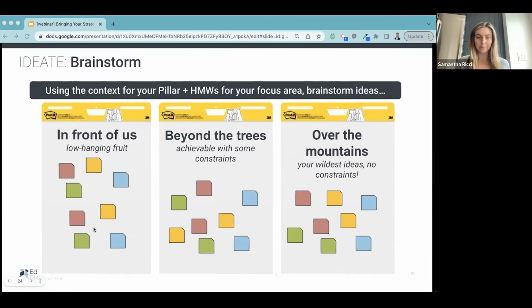A small actionable thing. The next pillar is beyond the trees. And so these things are achievable with some constraints. Maybe it takes some planning. Maybe there needs to be some thought around the budget, who's going to take this on. And so it has a few constraints, but still achievable over time. And then finally, you'll want to post ideas that are over the mountains, right? Your wildest ideas with absolutely no constraints. And think about maybe coming up with a plan to actually achieve those over the mountain ideas. But it's a great way to start to categorize your ideas and start to bucket them to help you prioritize what might come first.